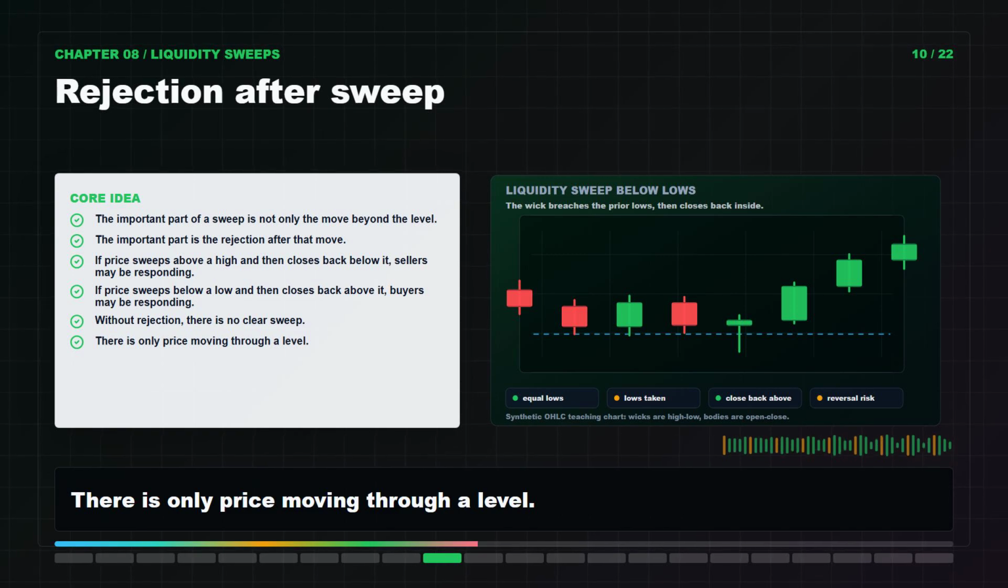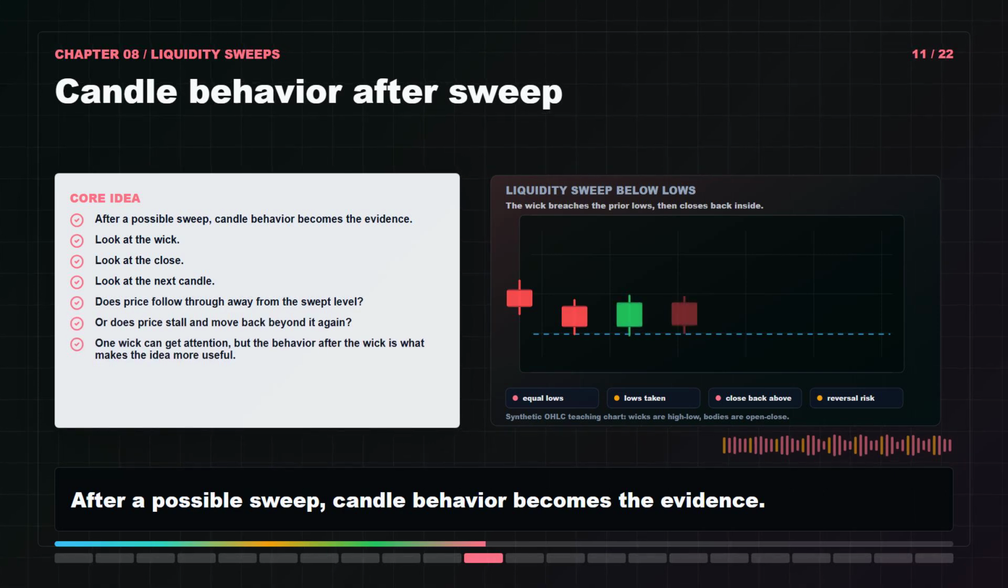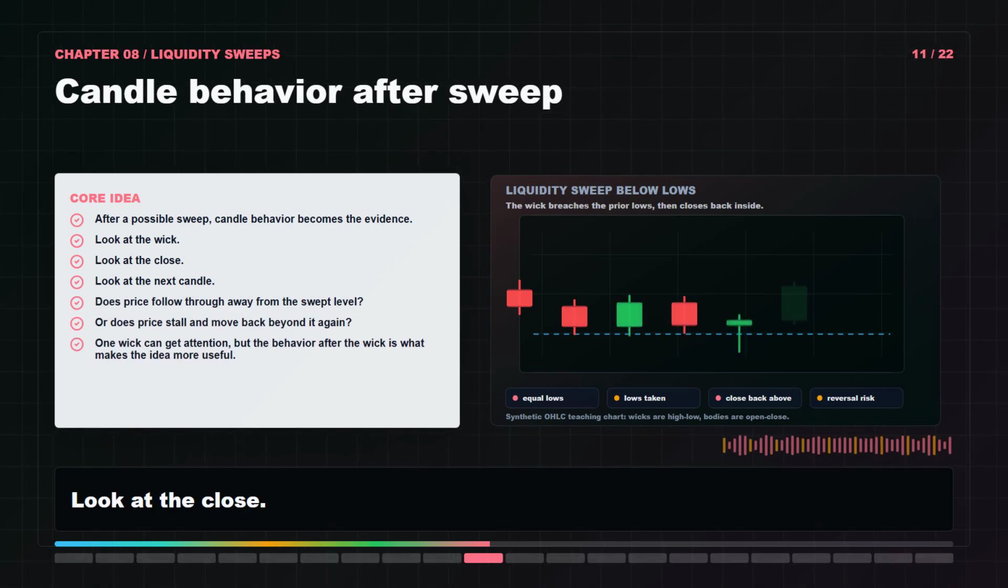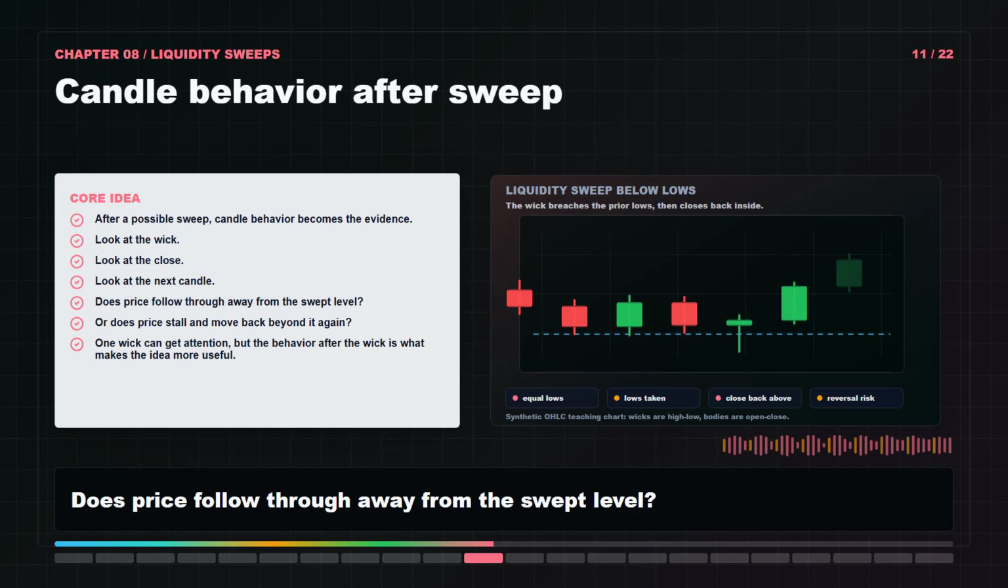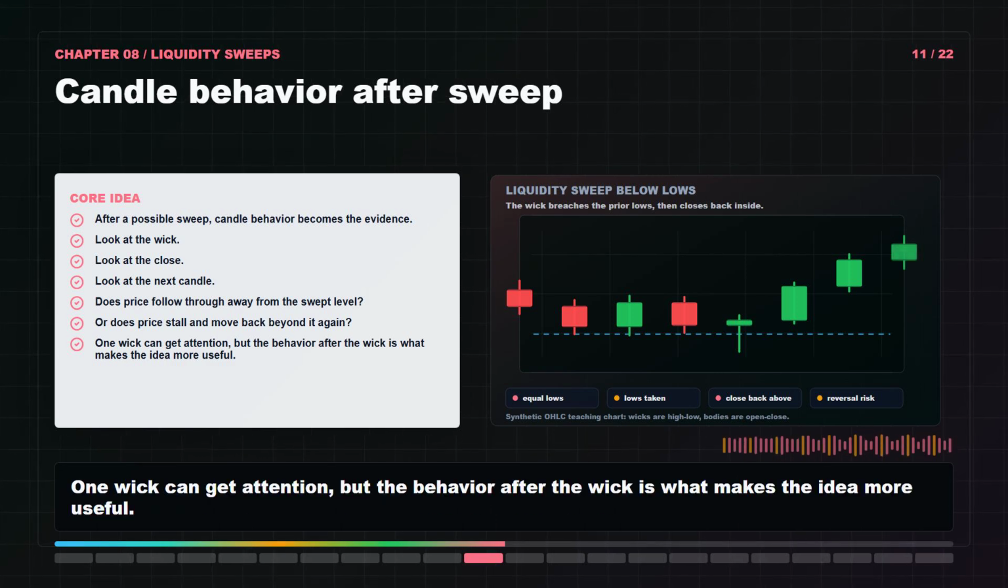There's only price moving through a level. After a possible sweep, candle behavior becomes the evidence. Look at the wick, look at the close, look at the next candle. Does price follow through away from the swept level? Or does price stall and move back beyond it again? One wick can get attention, but the behavior after the wick is what makes the idea more useful.